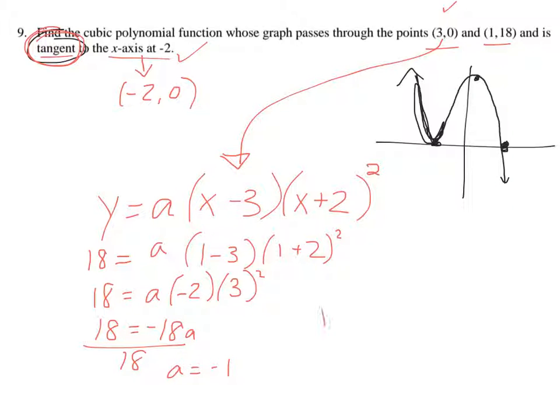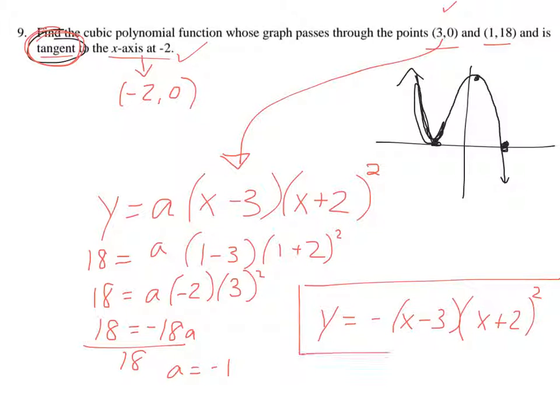So my final answer is y equals -(x minus 3) times (x plus 2) squared. All set.